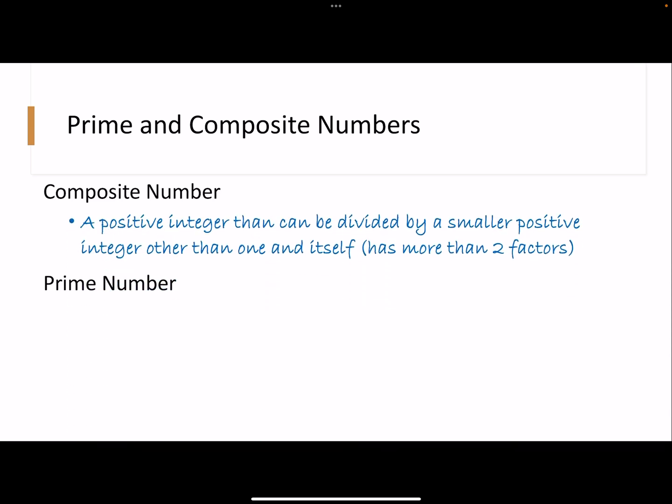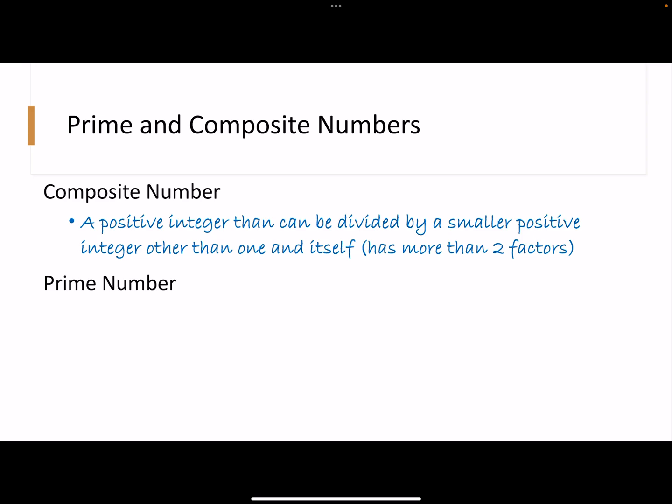A composite number is any positive integer that can be divided by a smaller positive integer other than 1 and itself. In other words, it has more than 2 factors. An example of a composite number is the number 6. The number 6 has other factors, other numbers that I can multiply together to get 6 instead of just 1 and 6. We think about the two numbers 2 times 3. So 6 would be considered a composite number.